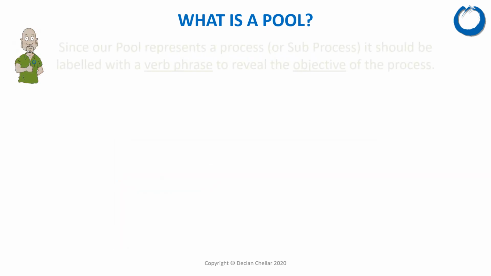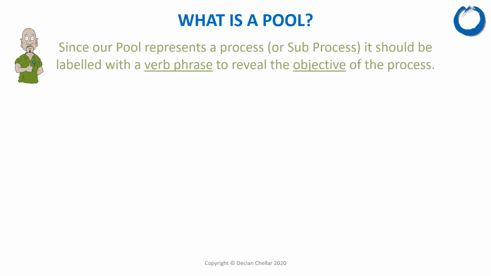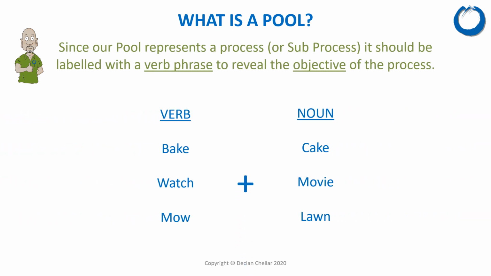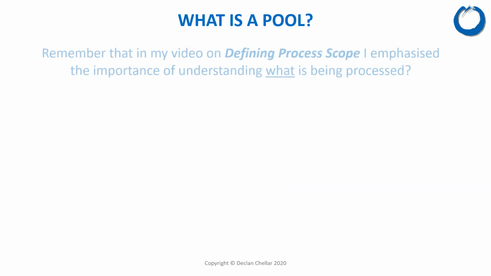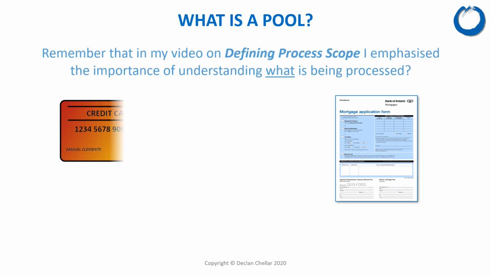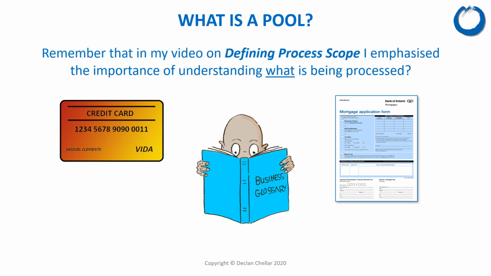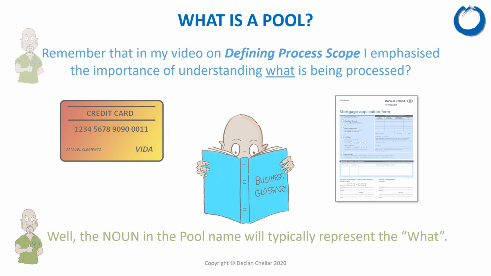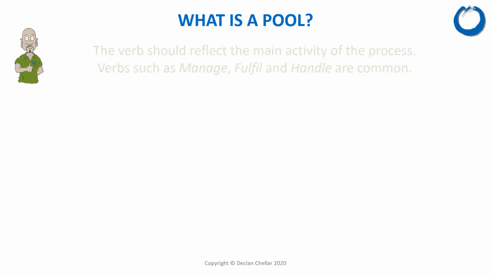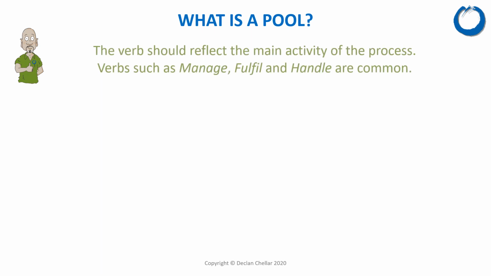Since our pool represents a process or sub-process, it should be labelled with a verb phrase to reveal the objective of the process. Remember that in my video on defining process scope, I emphasized the importance of understanding what is being processed. Well, the noun in the pool name will typically represent the what. The verb should reflect the main activity of the process. Verbs such as manage, fulfill and handle are common.